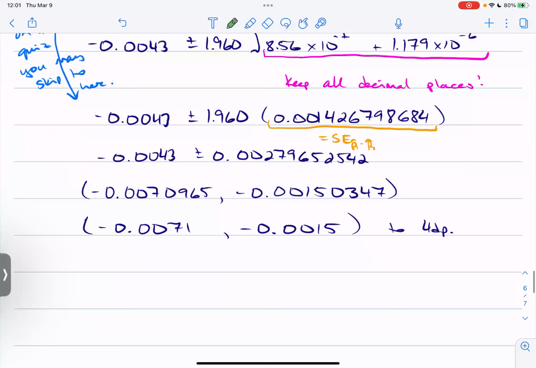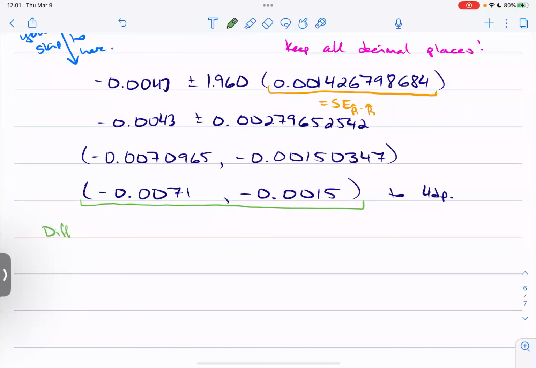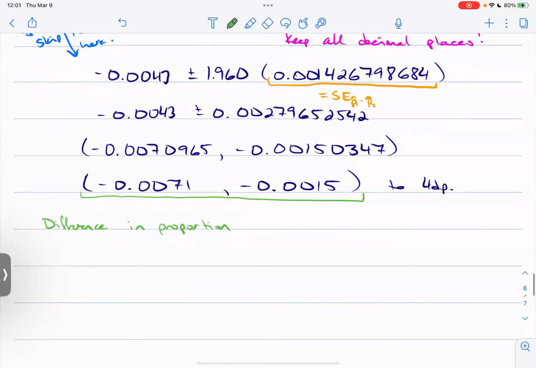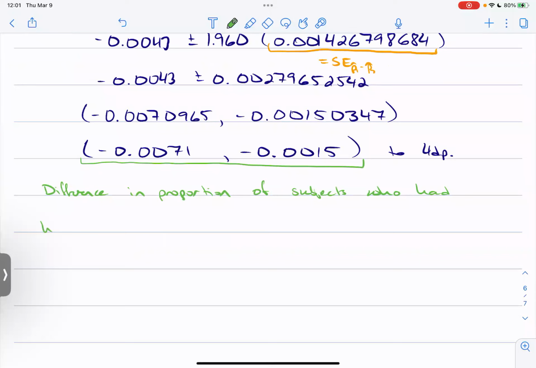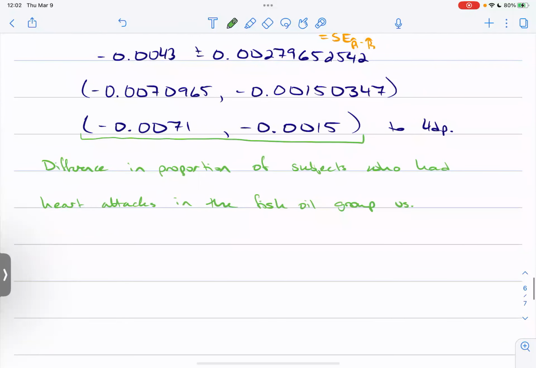All right. This is an interval for the difference in proportion, right? So this is the difference in proportion, let's get proper here, difference in proportion of subjects who had heart attacks in the fish oil group versus the placebo group.